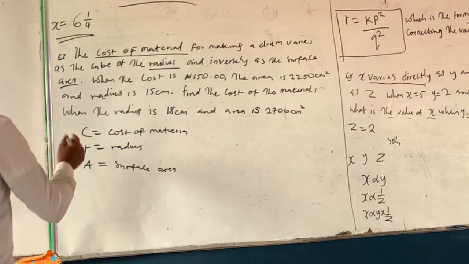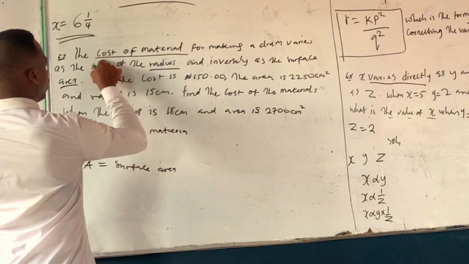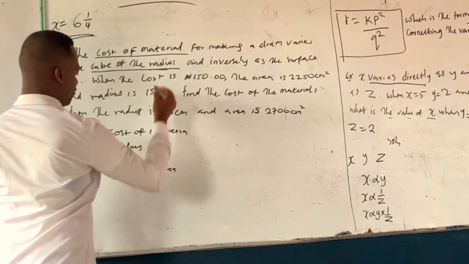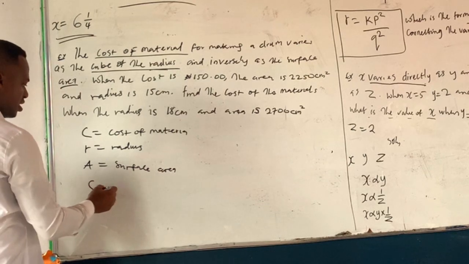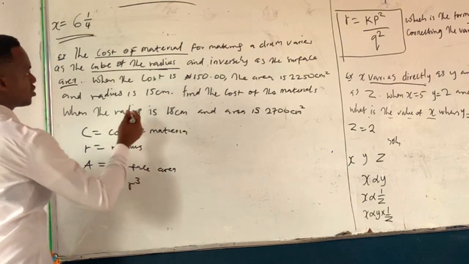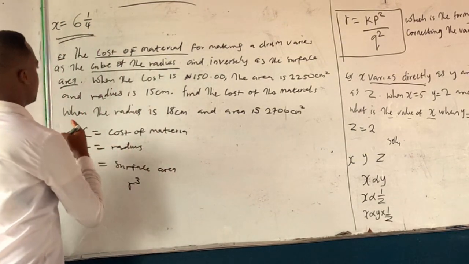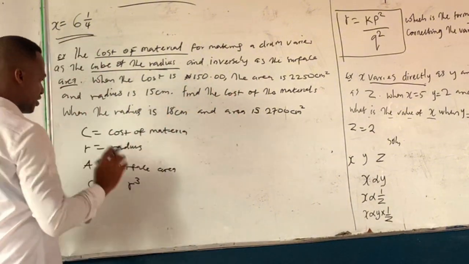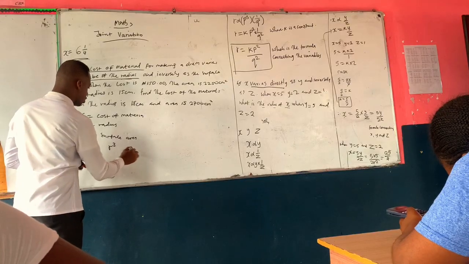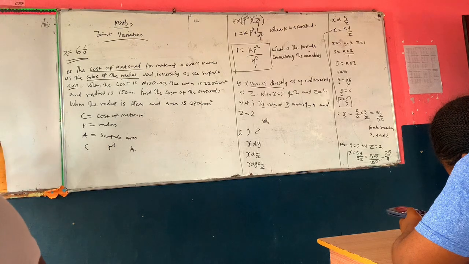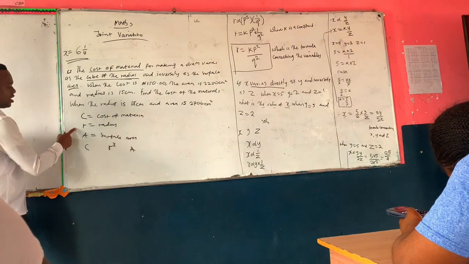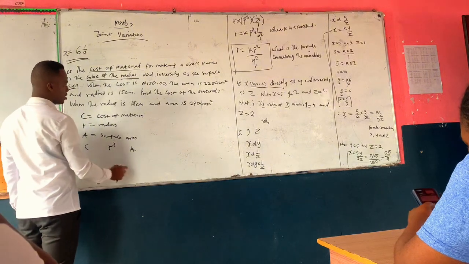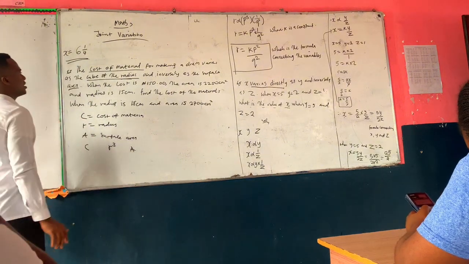Now, what are we dealing with? The cost, which is C, varies as the cube of radius, and surface area, just surface area, A. So this is what we are dealing with, okay? Even though we're dealing with C, R, and A, what's actually in the question is the cost, cube of radius, and surface area. So let's read the question.